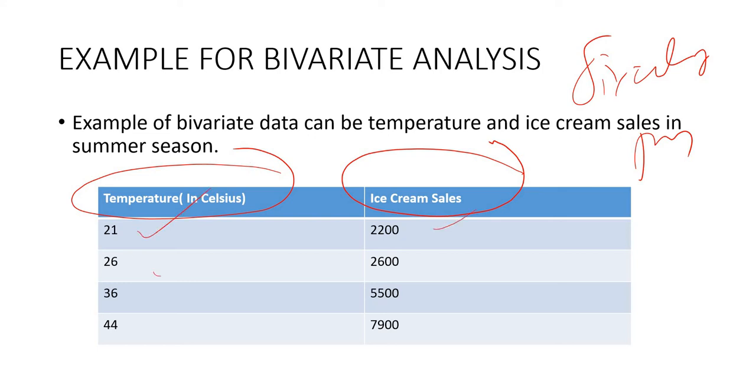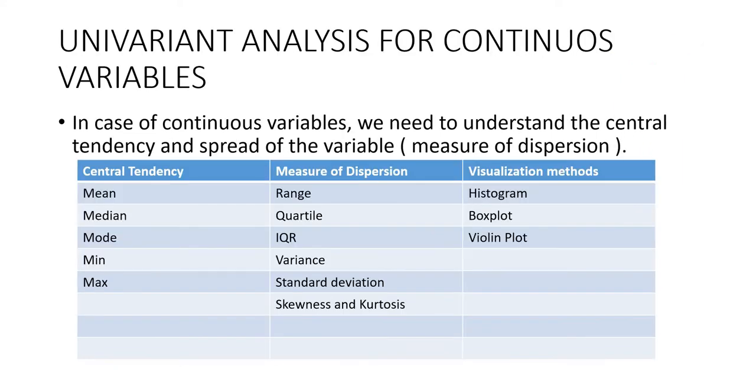So this is an example for bivariant analysis. I have given an example for bivariant analysis and an example for univariant analysis. I told you what is univariant analysis and what is bivariant analysis. In univariant analysis, there is only one variable. Bivariant means two variables. What is univariant analysis for continuous variables? How will we do it? And I will tell you how we will do it for categorical variables as well.